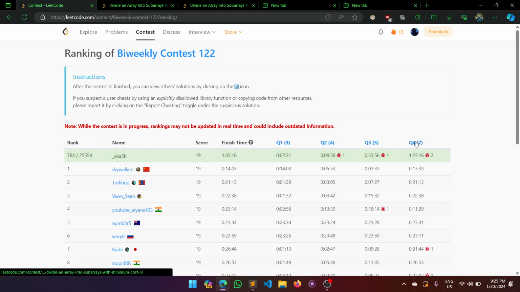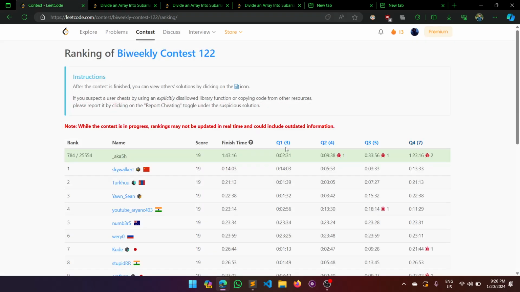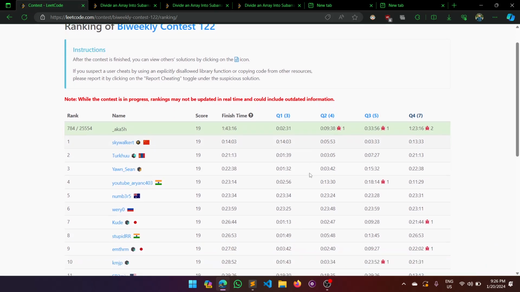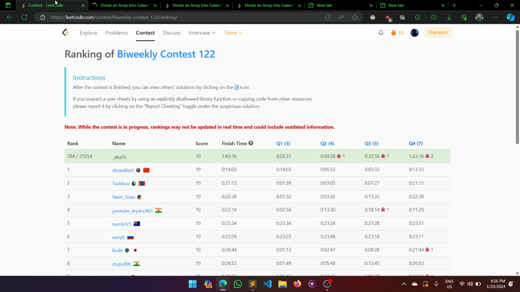And looking at the accepted solutions for the fourth problem right now, it says 274, but in reality it would be somewhere around 350 to 400. And considering I have like 4 penalties, I'd say my rank would be around 500. Could be worse than that if this number increases rapidly in the last 5 minutes. So yeah, that is all about this contest.